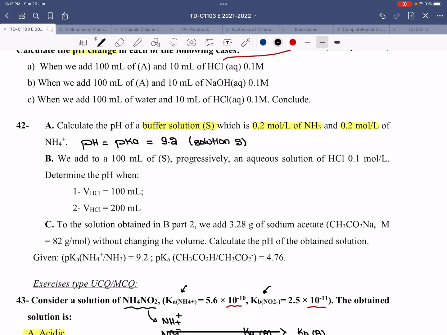Now, in part B, we add to 100 milliliters of S progressively an aqueous solution of HCl, 0.1. Determine the pH. First, the volume added is 100 ml. Second, the volume added is 200 ml. So basically, here they're trying to describe the extent of a buffer, how much the buffer remains active. So let's see part 1 and part 2.